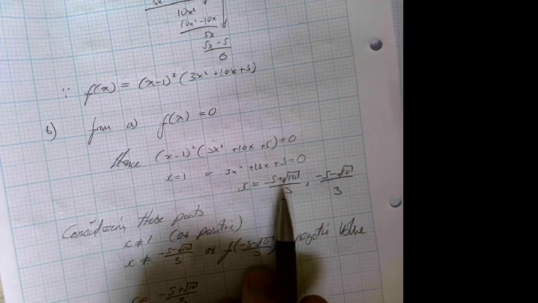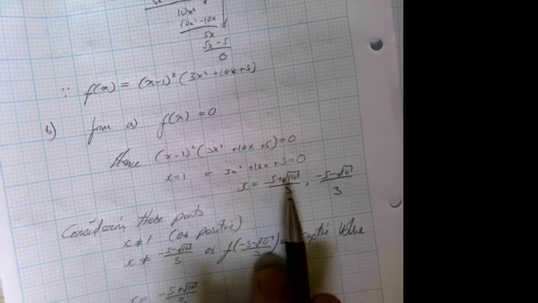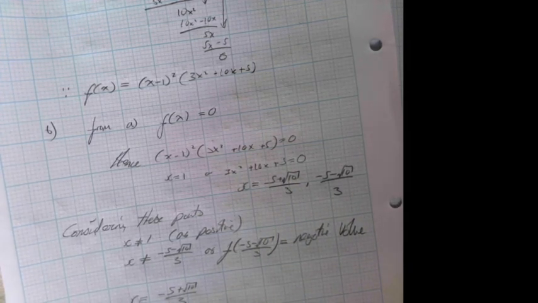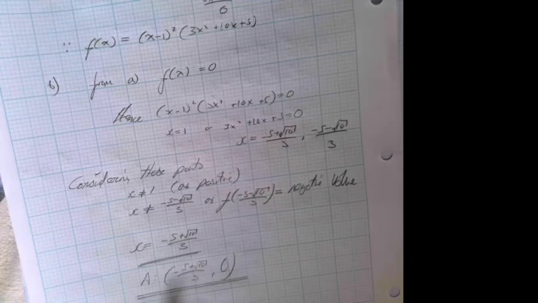That leaves us with just one possibility then, and that's the minus 5 plus root 10 over 3. And that was the answer, so the exact coordinates of A were minus 5 plus root 10 over 3, 0. Hope that helps.